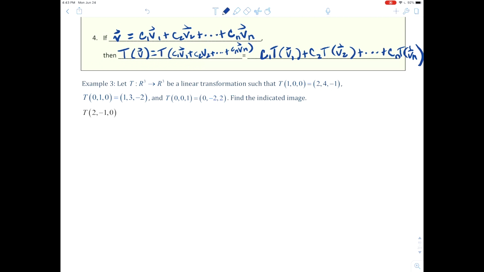Example 3 now tells us what the linear transformation is, and we need to use properties of linear transformations to find the image that we want. So, T at 1, 0, 0 is 2, 4, negative 1. T at 0, 1, 0 is 1, 3, negative 2. And T at 0, 0, 1 is 0, negative 2, 2. We want to find T at 2, negative 1, 0. So we need to write this as a linear combination of these other vectors, which are what? The I, J, and K vectors.